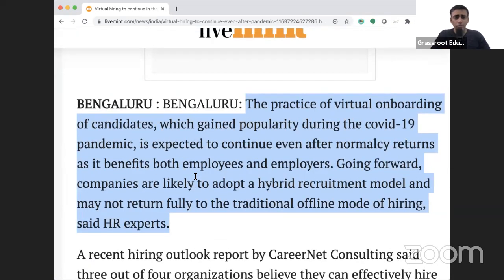Now, if someone asks you, hey, what do you think about virtual hiring? Do you think people should be recruited online? Do you think interviews should be conducted online? If this is your question, then this is what you're going to say very, very confidently.